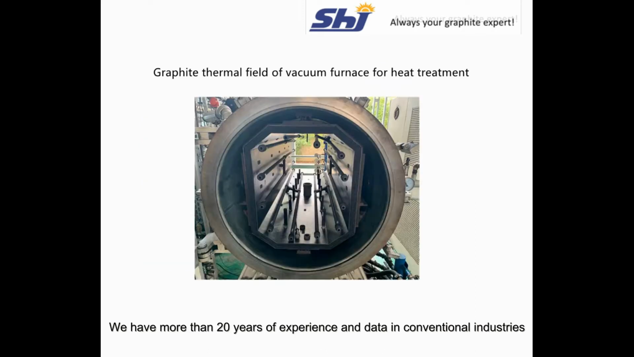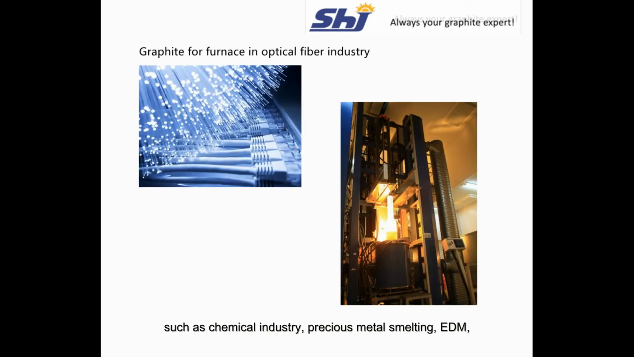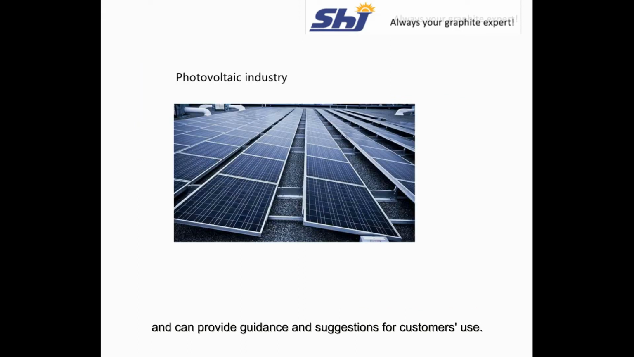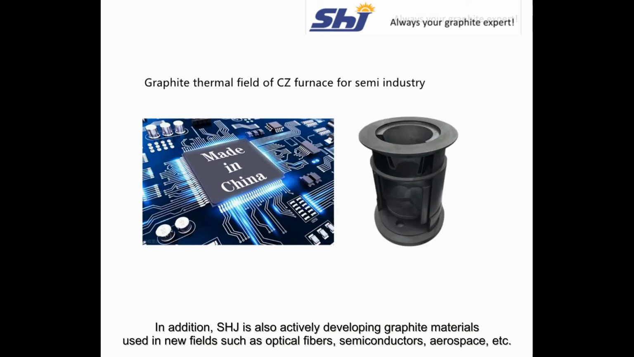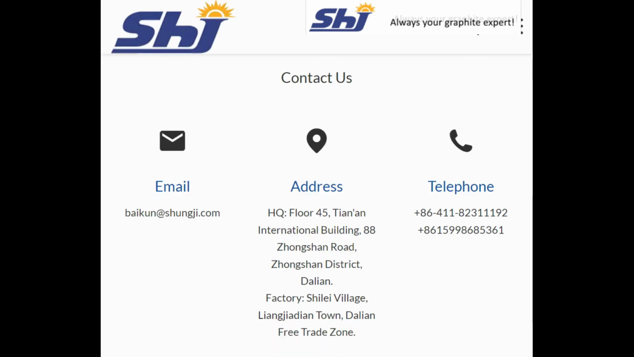We have more than 20 years of experience and data in conventional industries, such as chemical industry, precious metal smelting, EDM, vacuum furnace heat treatment, etc., and can provide guidance and suggestions for customers' use. In addition, SHJ is also actively developing graphite materials used in new fields, such as optical fibers, semiconductors, aerospace, etc. SHJ, always your graphite expert.